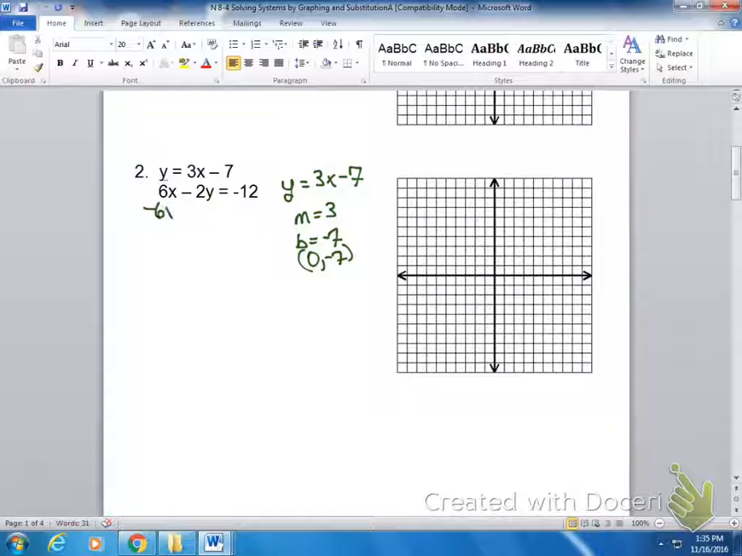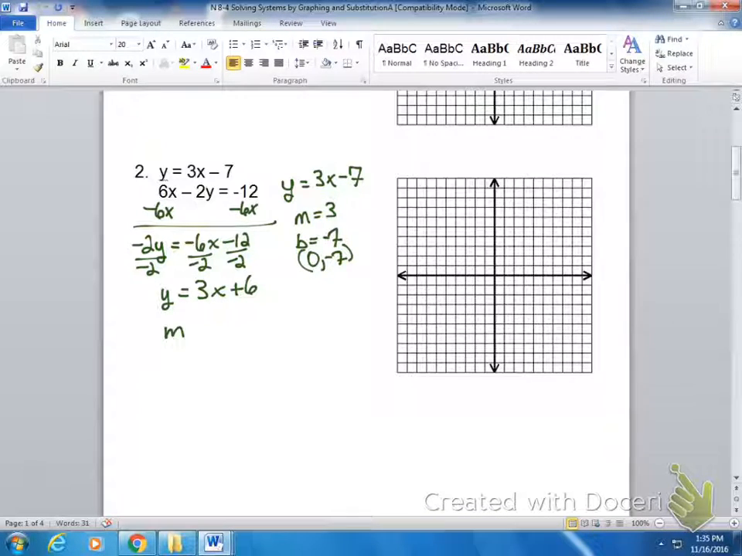I'm going to have to subtract 6x from both sides first. I get negative 2y equals negative 6x minus 12. I divide all three pieces by negative 2, and I got y equals 3x plus 6. So now I have a slope of 3, and I have a y-intercept of 6, so the point (0, 6).